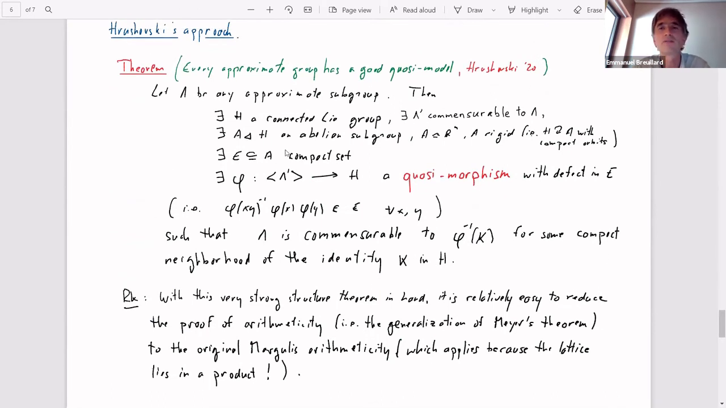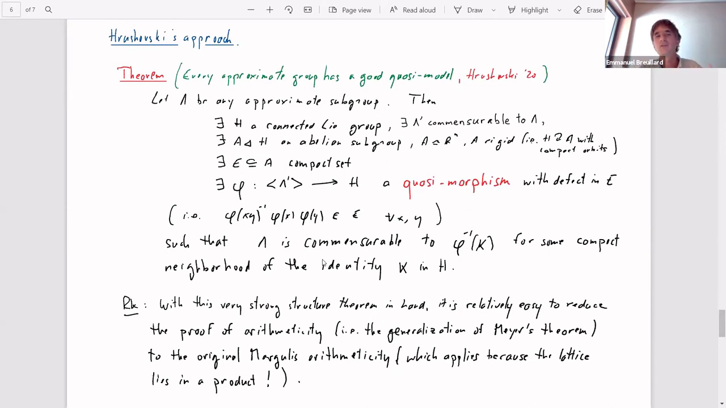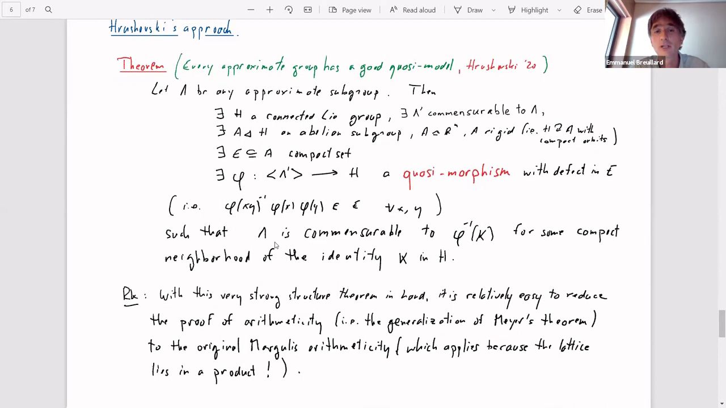Hrushovski's approach is quite different, and instead of applying ergodic theory, he proves a very general, amazing theorem about arbitrary approximate groups, showing that, of course, arbitrary approximate subgroups do not always have a good model, but he shows that they always have a good quasi-model, namely that the map we had before, which was a homomorphism, is no longer a homomorphism, it's only a quasi-morphism. And the defect of the quasi-morphism lies in a certain abelian group.